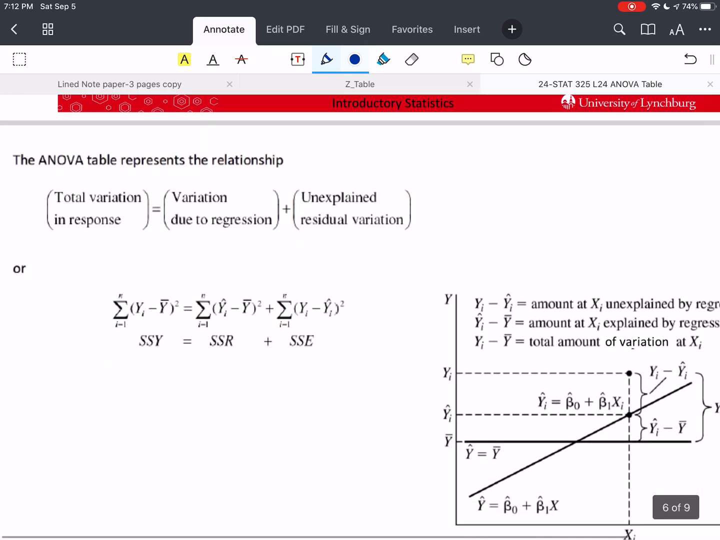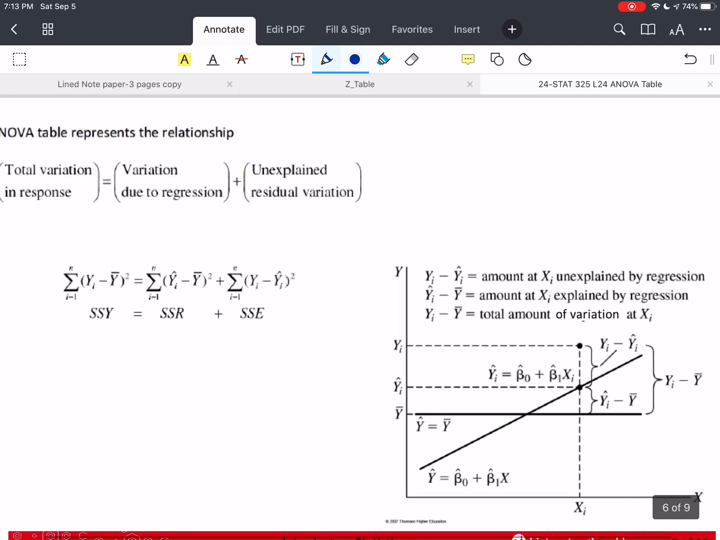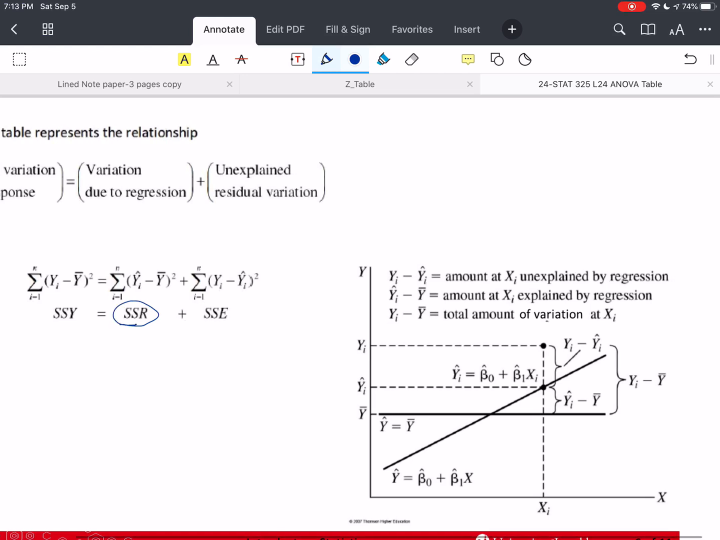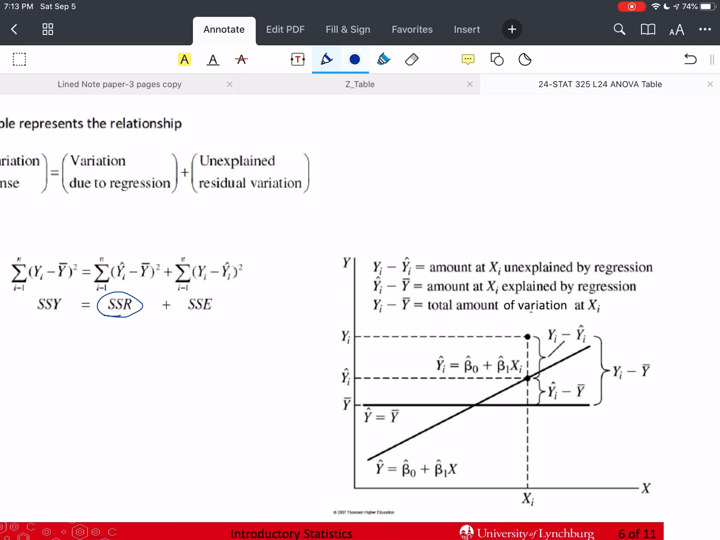And so let's look at SSR, and that is y hat minus y bar. So let's look over in our equation and find y hat minus y bar. Here's y bar, here's y hat, and here's y. And so this amount from y bar to y hat is the explained.